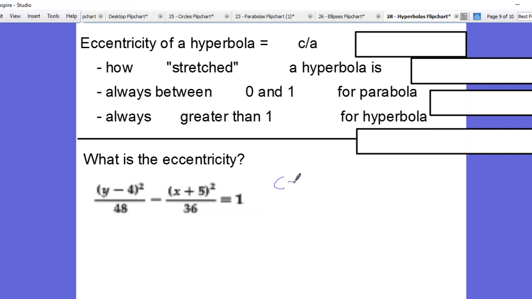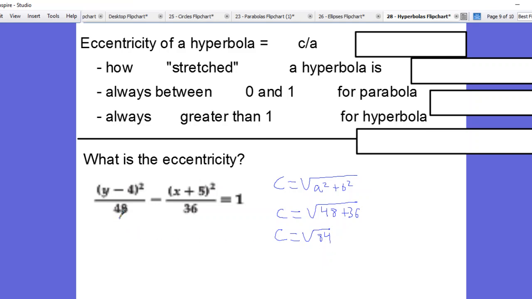C is equal to the square root of a squared plus b squared. C is equal to the square root. A squared is 48. B squared is 36. 48 plus 36, sorry, doing some math here, that's going to be 84. So C is equal to the square root of 84.